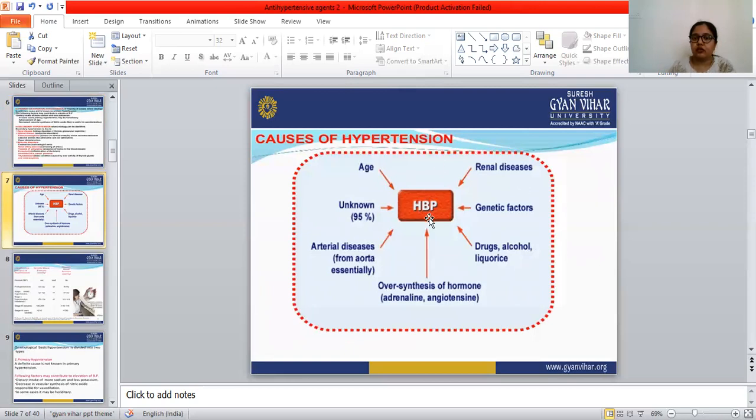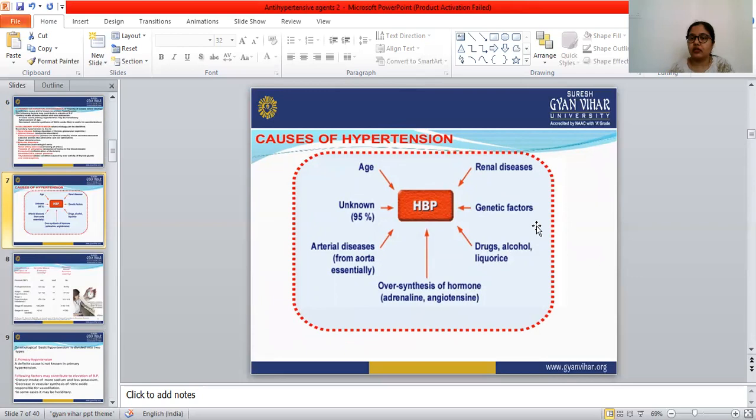Causes of hypertension: it may be due to an increase in age. Hypertension may be caused; 95% of hypertension is of unknown etiology. Arterial disease: if any patient has arterial disease, hypertension may occur in that patient. Oversynthesis of hormone is another cause of hypertension. Drugs, alcohol, licorice: if any patient is taking drugs, alcohol or licorice, that is again a cause of hypertension.